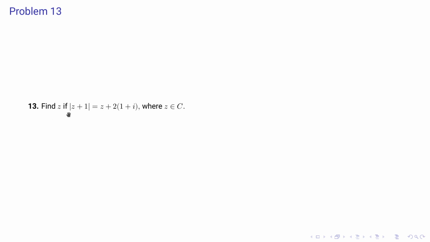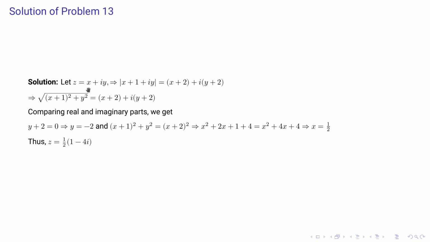Problem 13 says that find z if mod of (z plus 1) is equal to (z plus 2) into (1 plus i), where z is in the complex number set. So we let z is equal to x plus iy. So mod of z plus 1, that is mod of (x plus 1 plus iy), is equal to (x plus 2 plus i into y plus 2). So mod will be square root of ((x plus 1) whole square plus y square) is equal to (x plus 2) into (y plus 2).